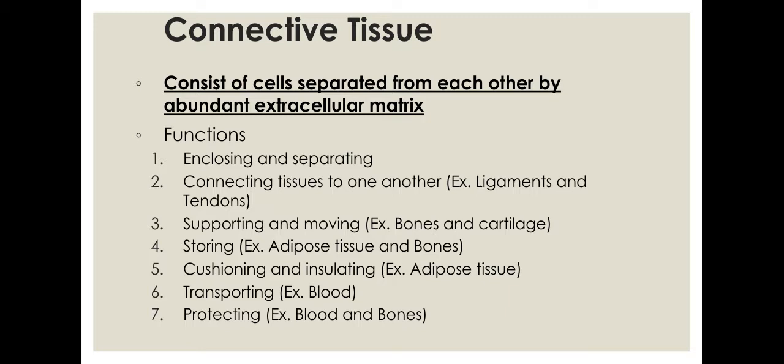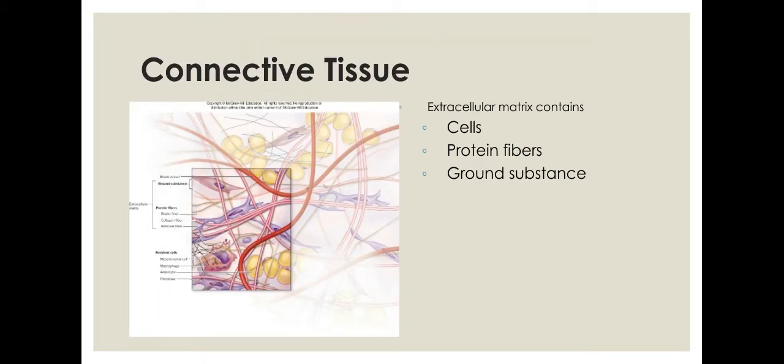Examples, we have our bones and cartilage. It's going to be storage, like fat, adipose tissue, and bones. It's cushioning and insulation, that's fat tissue. It's going to work to transport things around the body, and of course, to protect organs and components of the body. So let's take a look.